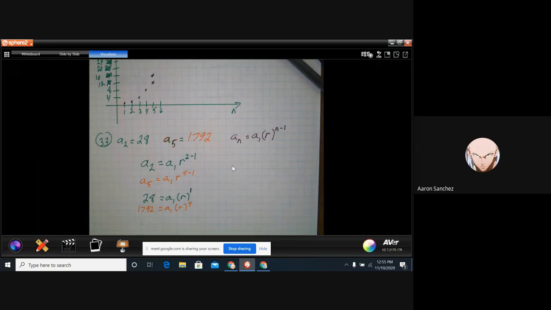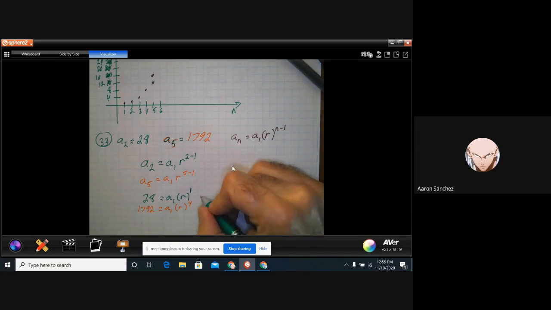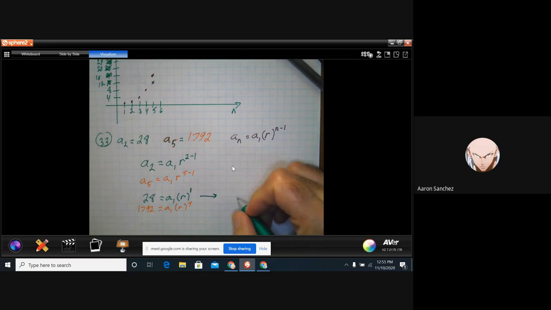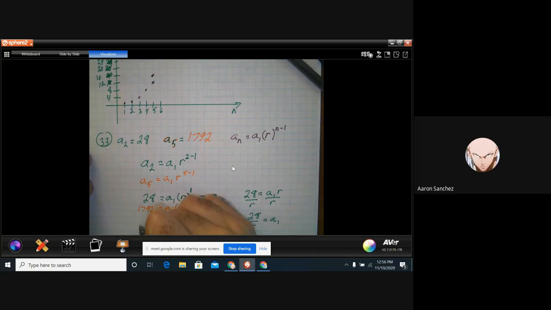Now let's take this 28 equals a sub 1 r, and let's solve it for a. So it'll be 28 equals a sub 1, r to the 1 is r. Let's solve for a. Divide by r. 28 over r equals a sub 1. Okay? So my a sub 1 equals 28 over r. That means for this, I can substitute with 28 over r. Use substitution, and we'll just have r's.